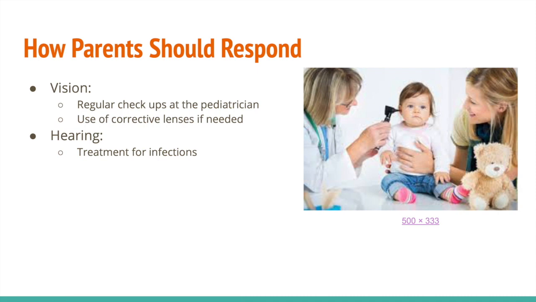So, how should parents respond? Obviously, they should go to regular checkups for both their vision and their hearing, just to see if they have an ear infection or if they are nearsighted. And for vision, there are always corrective lenses that can be used. And for hearing, you can have surgery to get tubes put in or other options. Thank you.